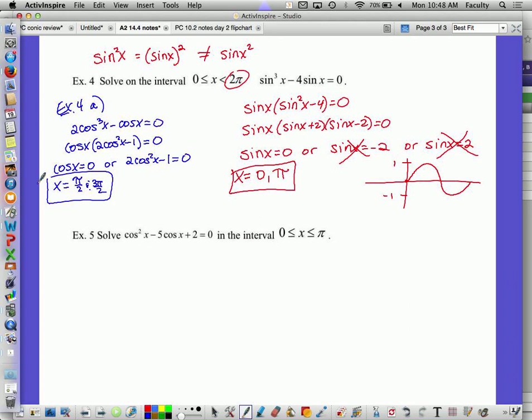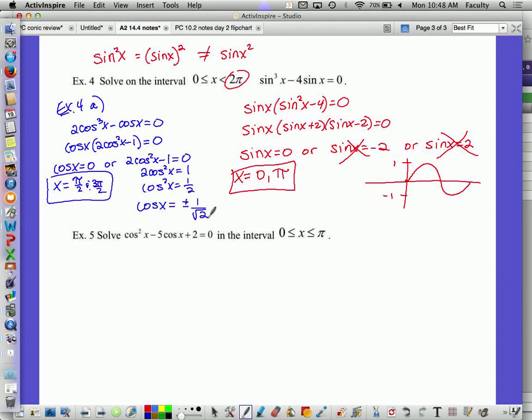Now, with 2 cosine squared x minus 1, because this is the first time we've seen something quite like this, I expected you to struggle, and that's okay. I'm going to add 1, and I'm going to divide by 2. So then I have to take the square root. If I take the square root of both sides, I know the square root of 1 is 1, but the square root of 2 is radical 2. Now, somebody in the other class period asked me, well, shouldn't we rationalize that? If that were going to be our answer, yes, we would rationalize it.